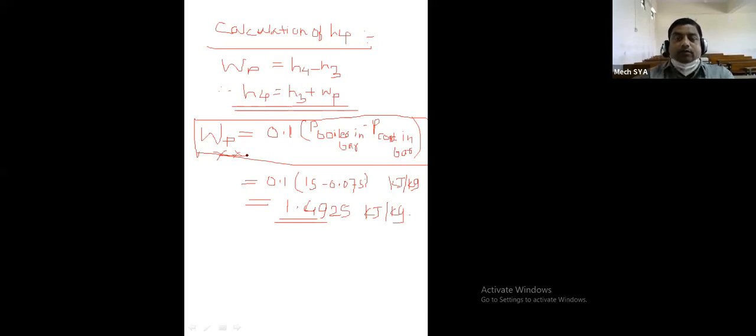W pump work is equal to what? 0.1 into boiler pressure in bar minus condenser pressure in bar. Pressures we have already converted into bar, because for a steam table we need pressures in bar. So 0.1 into boiler pressure, 15 bar, minus condenser pressure, 0.075 bar, and accordingly we get the answer: 1.4925 kilojoule per kg.